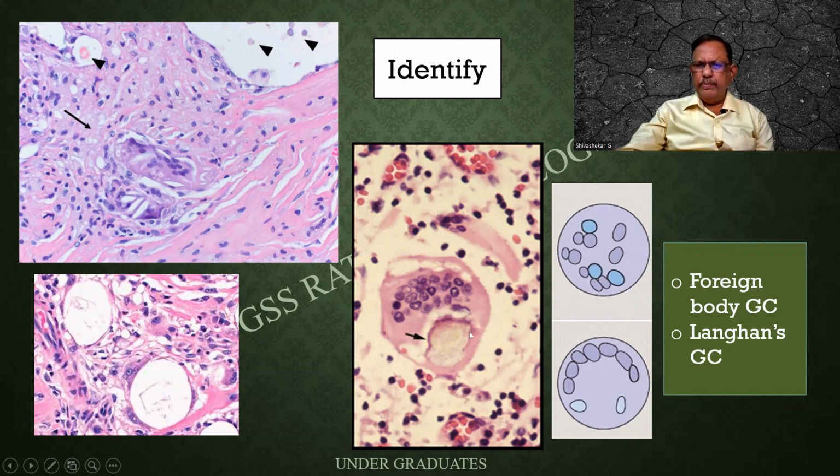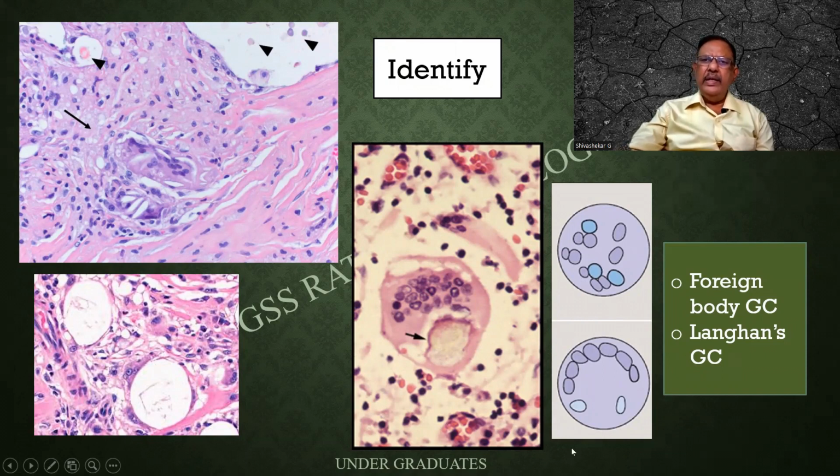This is reflected in this picture also. So it has been engulfed. This is called a phagosome. Then the lysosomal enzymes come, they digest it. And multiple nuclei, foreign body type of giants. Two giant cells we shall remember for the time being.